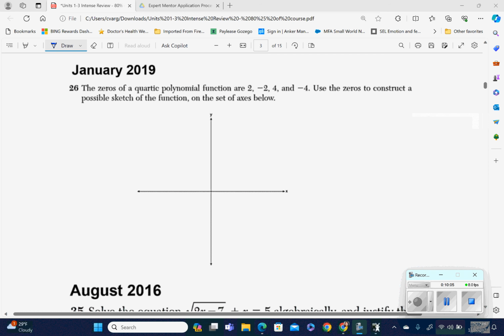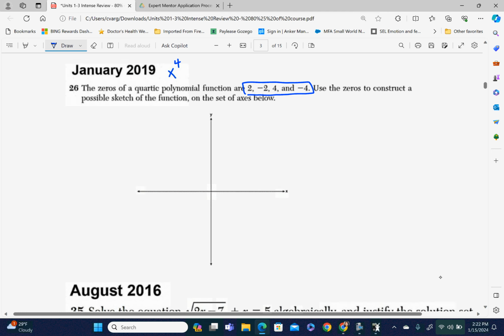Okay. All right. So for the next one here, they're telling us that the zeros of a quartic, which just means you have x to the fourth and there are 4 roots, are given. Roots, solutions, x-intercepts, and zeros all mean the same thing. So let's start out by graphing. They tell us that -2, +2.